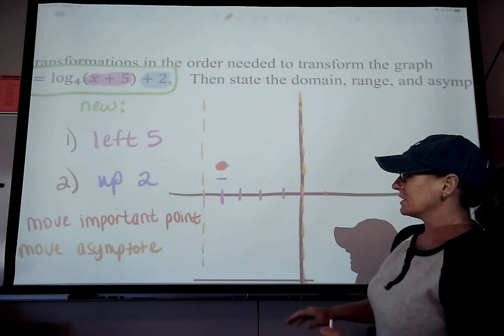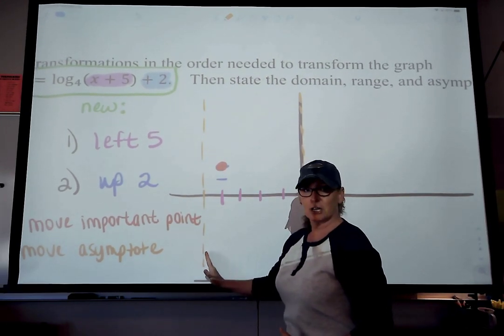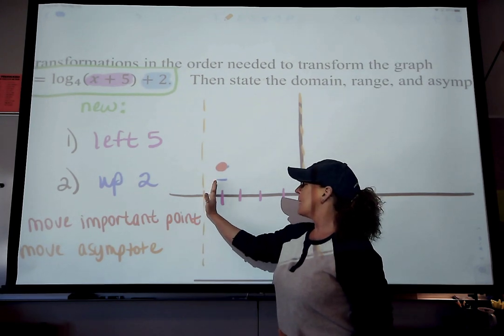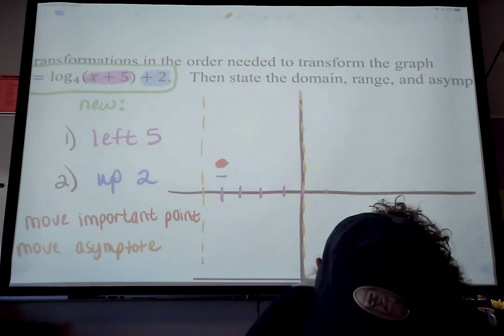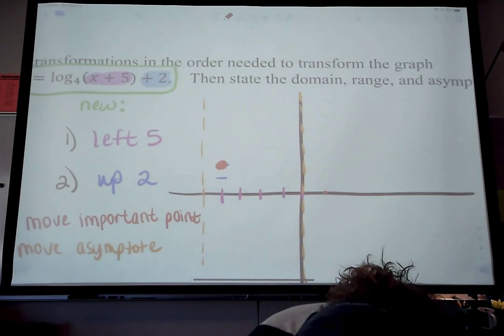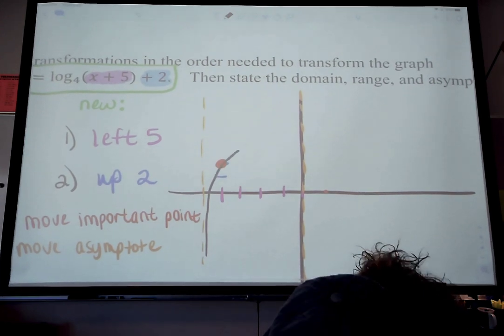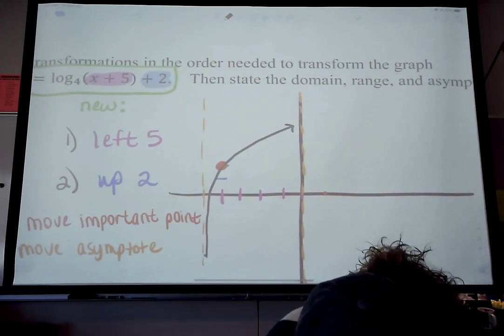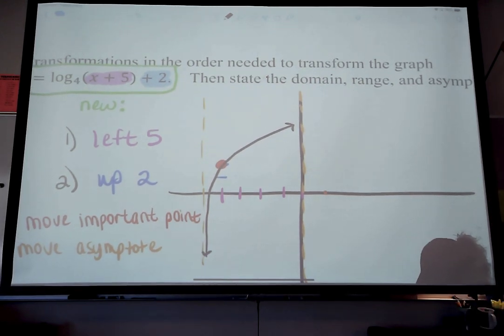So what I need you to do is draw your logarithm graph, get it really close to your asymptote, come up, come up, come up, come up, pass through that point, and then keep on going. Follow your asymptote, don't touch it, go through that point, and then keep on going. That's what it should look like.